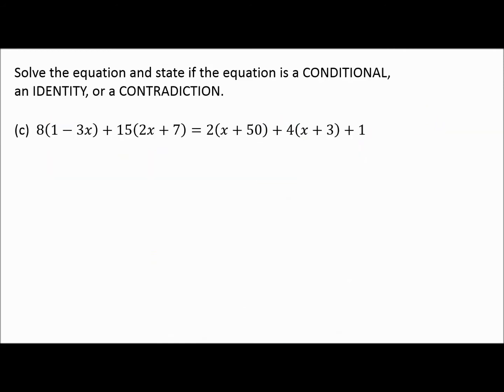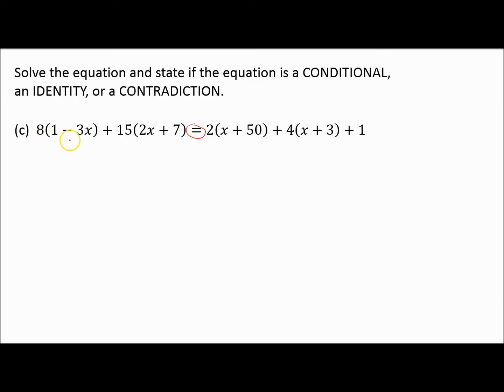Continuing on, look at this huge problem. This is just a lot of practice in using the distributive property and simplifying, isn't it? So on the left, here's our equal sign right in the middle of the problem. What I want you to do first is think about this as two separate problems. On the left I need to simplify, and on the right I need to simplify. And I'm just going to start with the left.